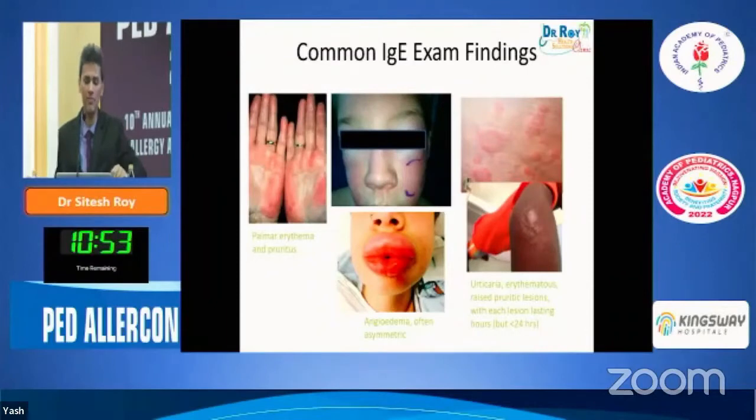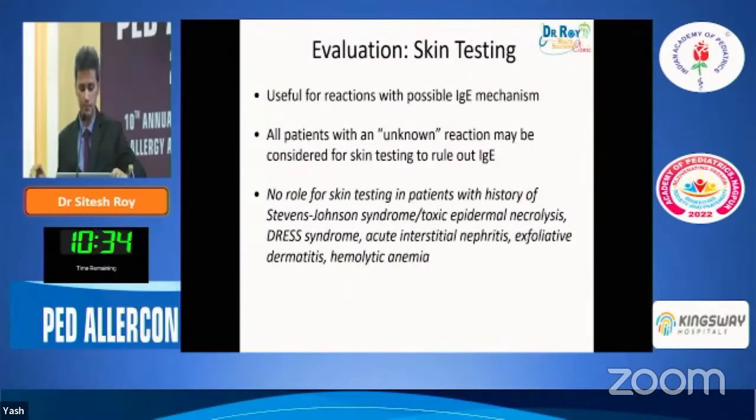These are some of the manifestations of the IgE exam findings. We know that there can be flushing on the palms, there can be angioedema that can come up, there can be urticaria and hives, there can be erythematous pruritic lesions, which may not always look like classic urticaria, but behave like it. When we are doing the skin testing, we are assuming that there is an IgE-mediated reaction. All patients with an unknown reaction may be considered for IgE mechanism.